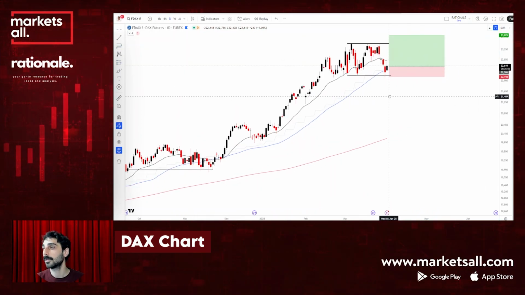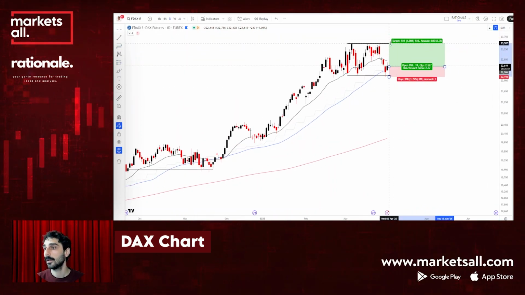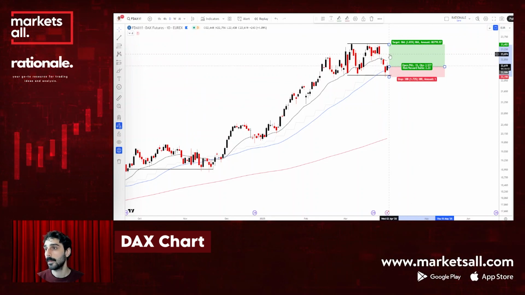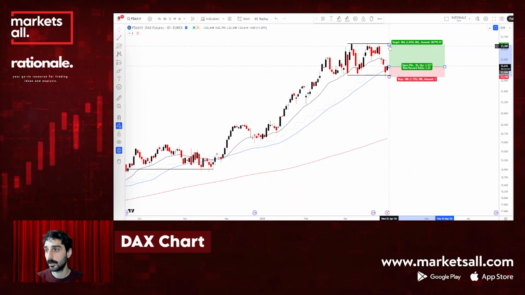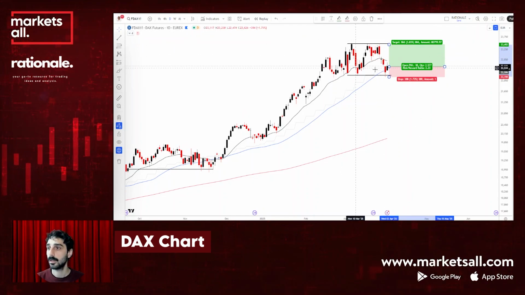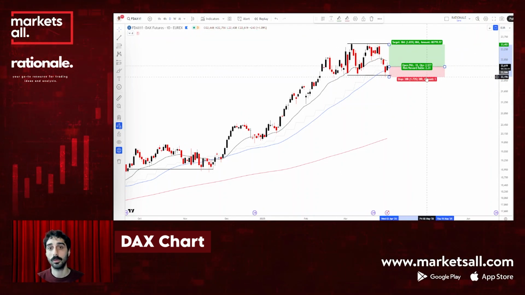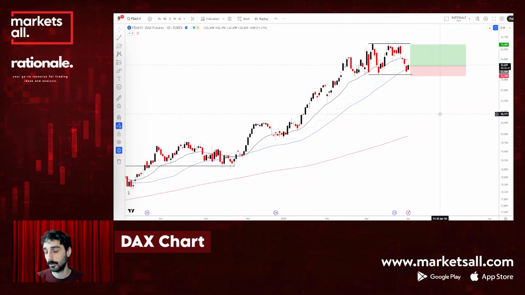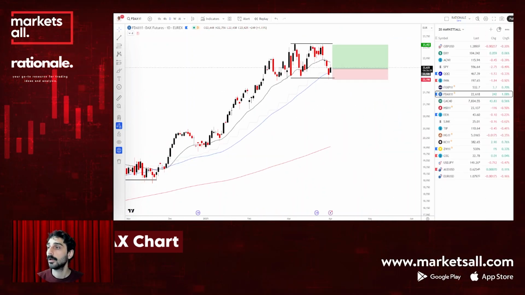Might use something like this. This might be a good game plan. And as you can see, if you let it go up until the upper boundary of this flag, there's a 1 to 2 risk reward, 1 to 2.2, which is pretty good.